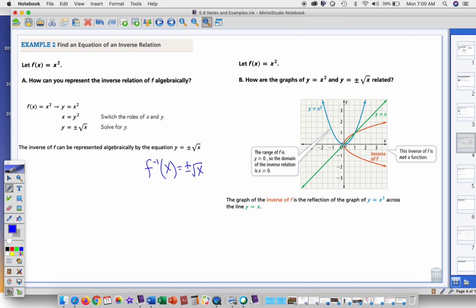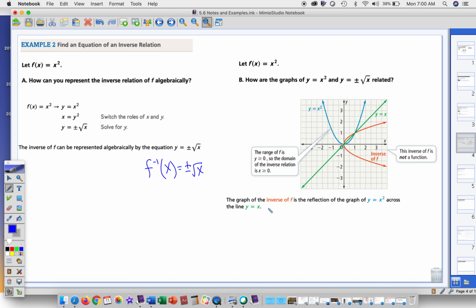And then the y equal to plus or minus root x, remember root x looked like this. It starts at the origin and increases to the right. So the negative of it would be the reflection over the x-axis, which gives you this piece of it. So it's actually a parabola opening to the right.